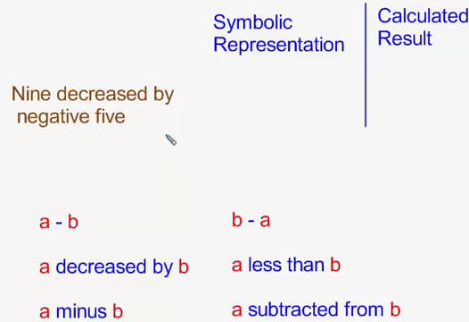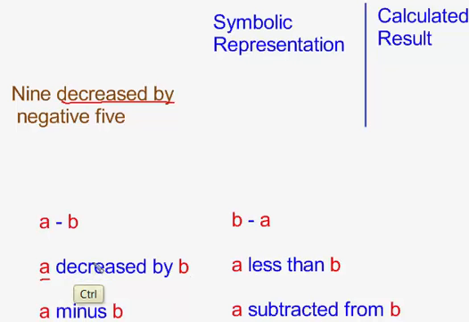I'd like to do 2 or 3 more examples. Here's an example where it says 9 decreased by -5. So they're using the words decreased by. Whenever you have a sentence such as something decreased by something else, say A decreased by B, the order goes in line with the sentence. A is at the beginning of the sentence, and it'll be first in the mathematical statement. B is at the end of the sentence, and it'll be at the end of the mathematical statement.